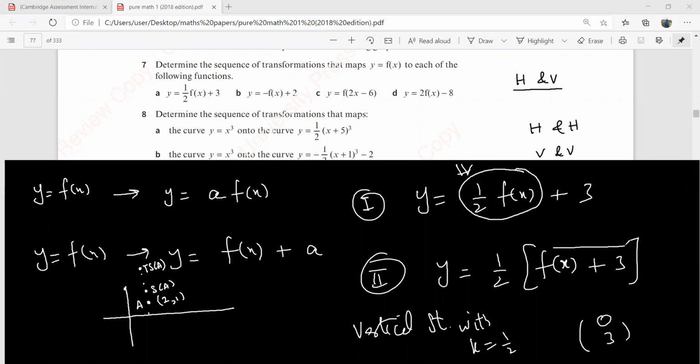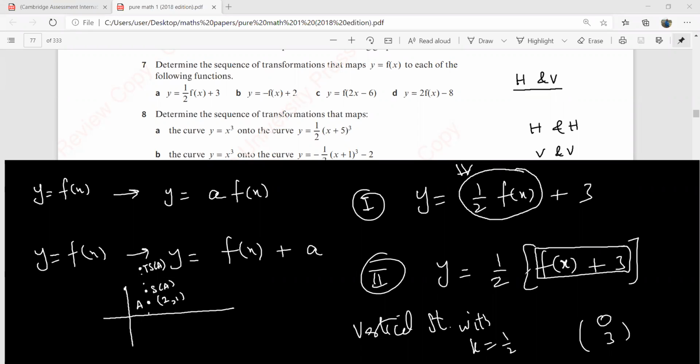Here you're translating first and then you are stretching this. The thing is, if it is vertical, both of them are happening vertically, so you follow the normal arithmetical operations.